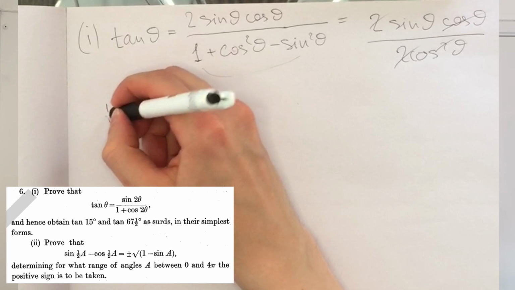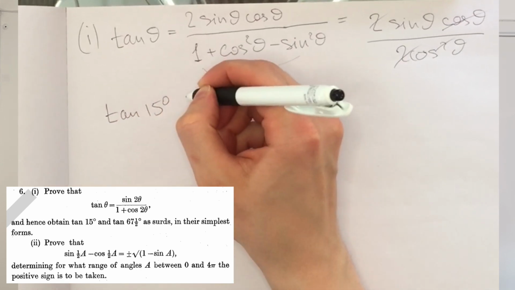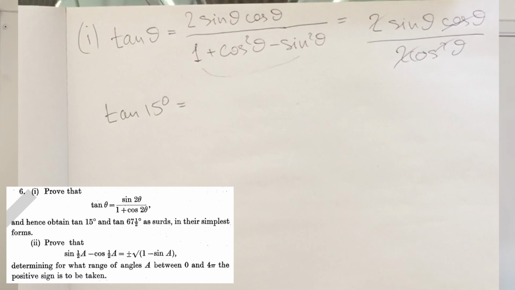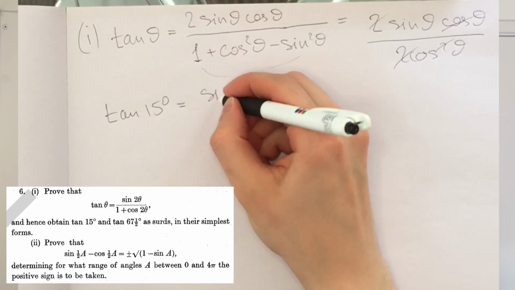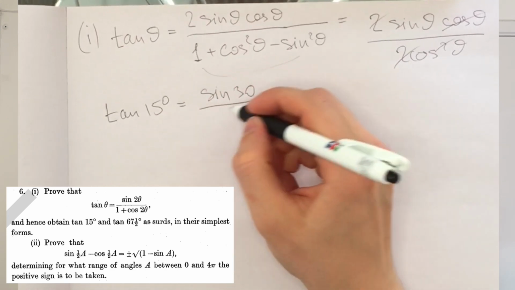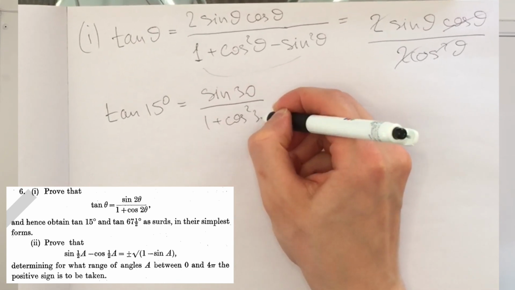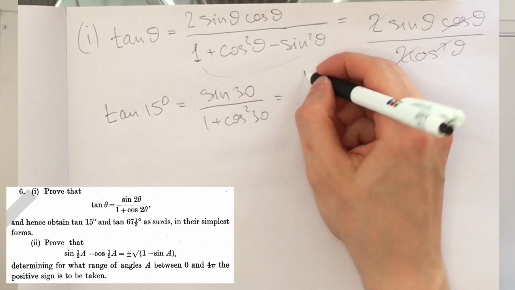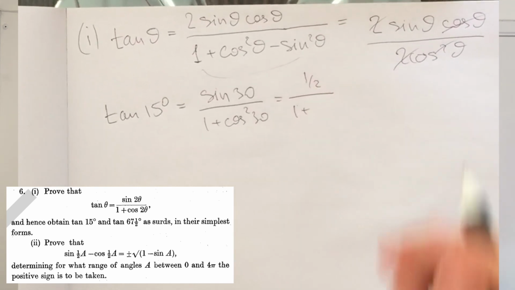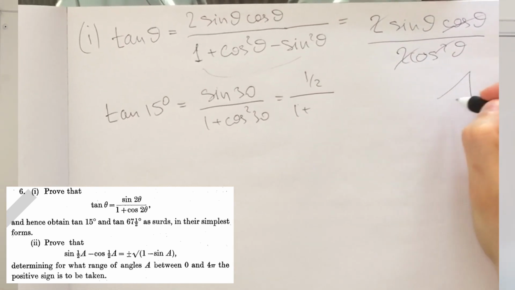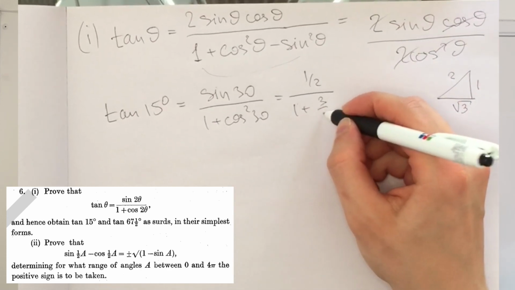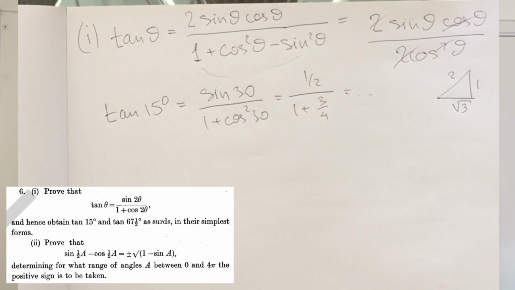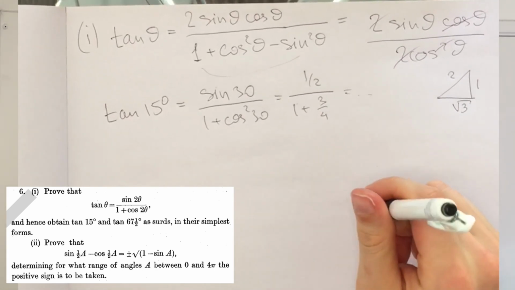And hence obtain tan 15 degrees. Okay, so the way I would do it would be to just basically apply that formula. So we'll have sine 30 over 1 plus cos 30. Sine 30 is famous. It's 1/2. And then cos 30 is, if we have a triangle, so this is 1, this is 2, this becomes root 3. So this becomes root 3 over 2. And then, yeah, it's some value. Let's not waste time on calculating it.